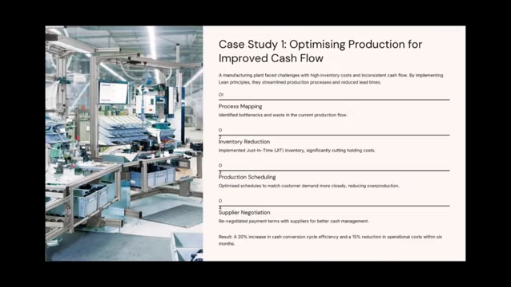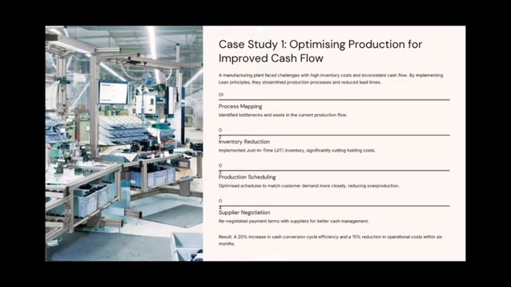Moving on to the first case study, optimizing production for improved cash flow. Now, the first process, as we can see, is a manufacturing plant faced challenges with high inventory costs and inconsistent cash flow. By implementing lean principles, they streamlined production processes and reduced lead times. So we have different pointers here.